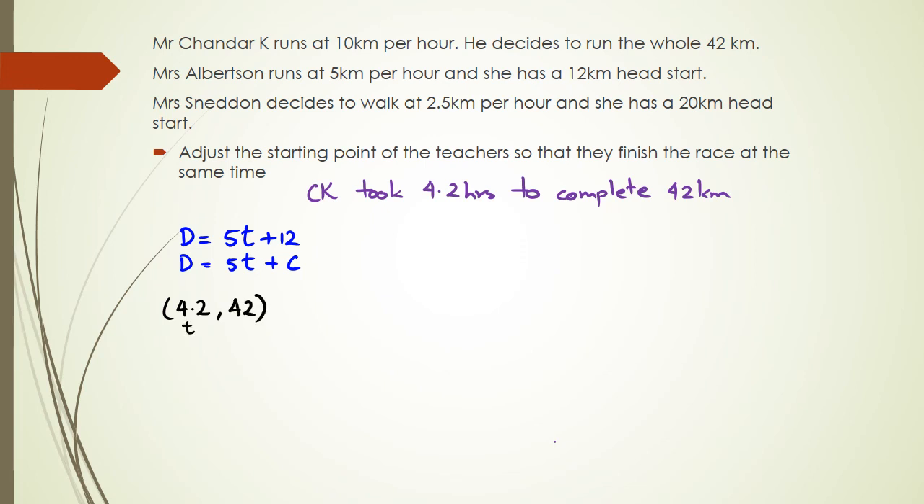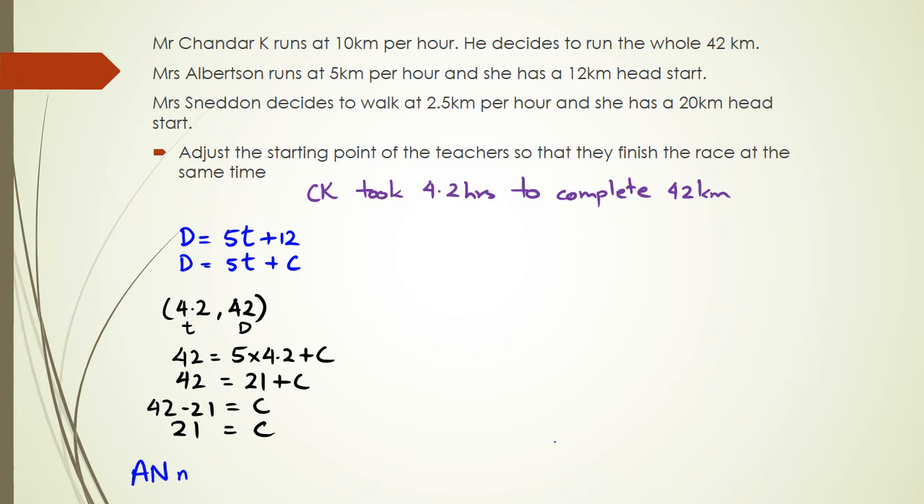But what we do know is we want her to take 4.2 hours to complete 42 kilometers. Now remember, 4.2 hours is t, 42 is distance. So we can replace this in the equation. So we're going to get 42 equals 5 times 4.2 plus c. And when we do that, we're going to get 42 equals 21 plus c. And when we rearrange it, we get c is equal to 21, which means Mrs. Albertson needs a 21 kilometer head start to finish the race at 4.2 hours and 42 kilometers.